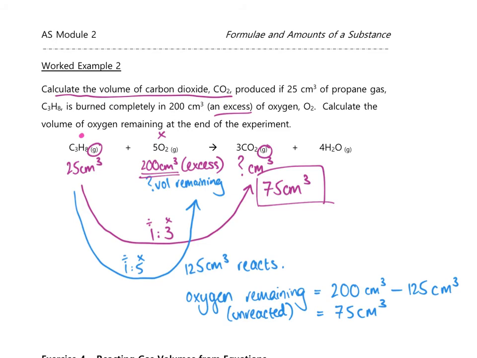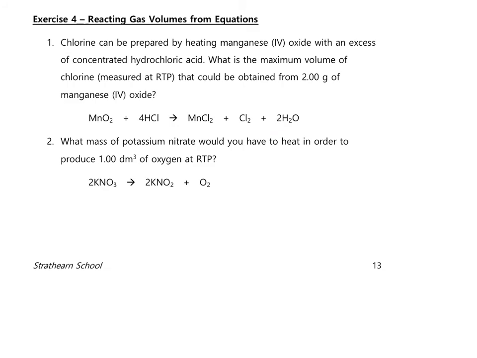So again, those are just questions that apply Gay-Lussac's law, which just essentially says you can cut out that bit of converting to moles in between and actually just use the ratio to calculate the ratio of the volumes within a given reaction. So what I would like you to do now, just to finish off this section of the topic, is to try exercise 4. So there's just 2 questions in this, so hopefully it shouldn't take you too long. So these are calculations involving reacting gas volumes from equations.